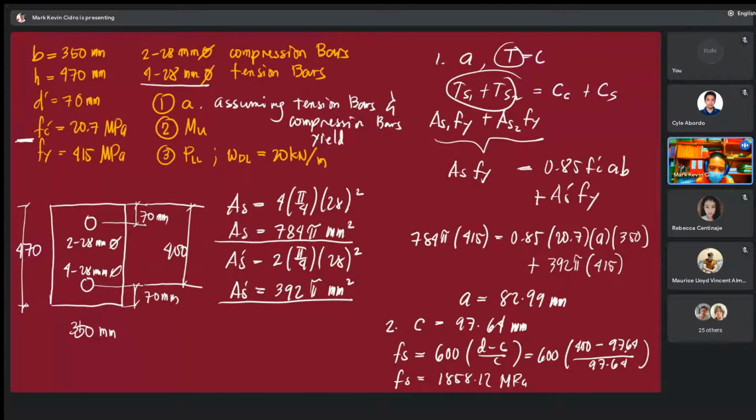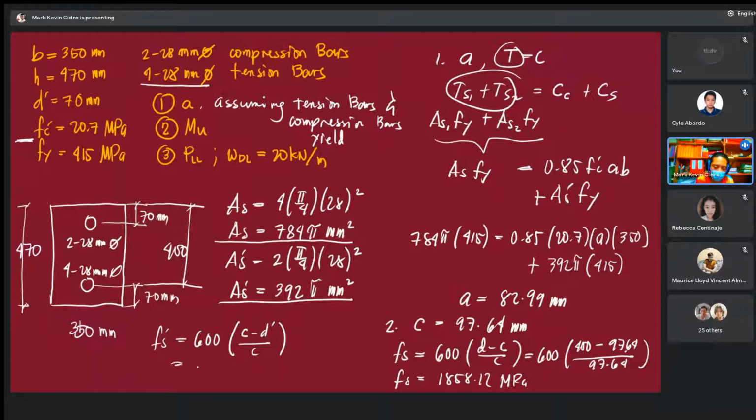Right? How do we do that? We will use Fs prime. Es prime is equal to the same formula, 600 minus 600 multiplied by, this time instead of D minus C, it is C minus D prime. That is what we check, D prime. Okay? C minus D prime over C.